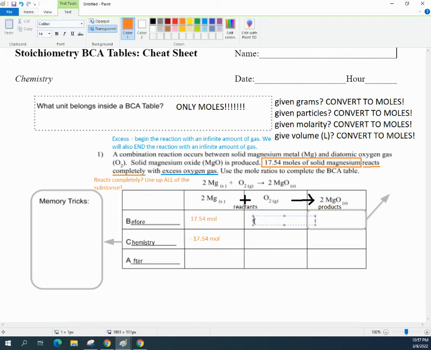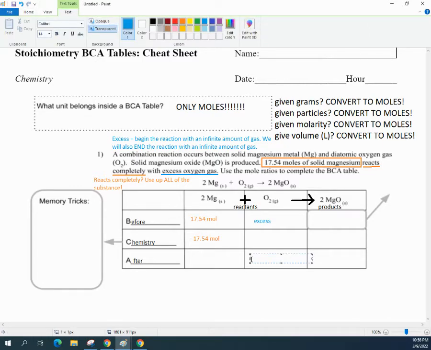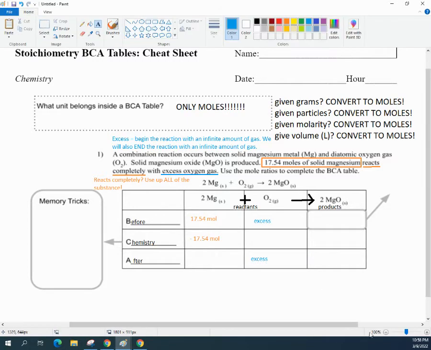We also know that we are working with an excess of oxygen gas. That's what we're starting with. So we are going to write excess for oxygen. And if we have an excess amount of gas, that means we're going to end with an excess amount of gas. So after the chemical reaction takes place, we will end with an excess amount of oxygen gas.